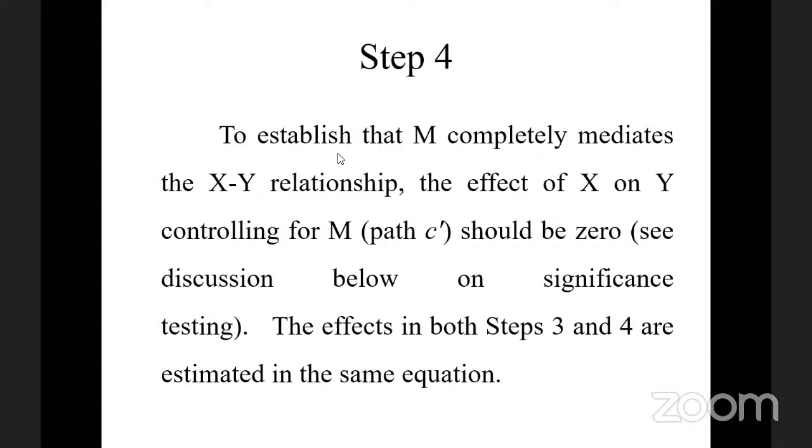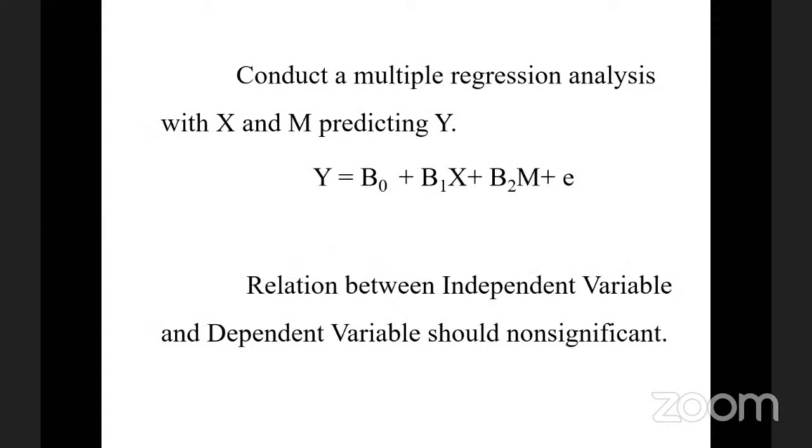And the fourth step: to establish that m completely mediates the x-y relationship, the effect of x on y controlled for m should be zero. The effects in both steps 3 and 4 are estimated in the same equation. It means we conduct the multiple regression analysis.